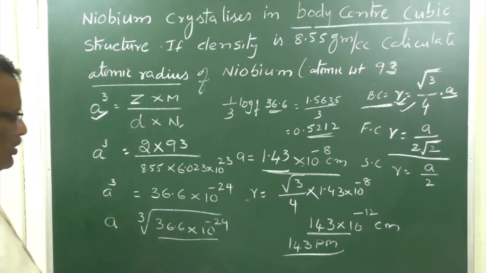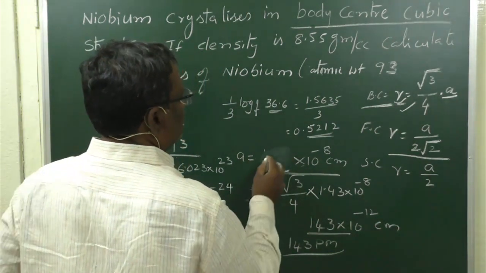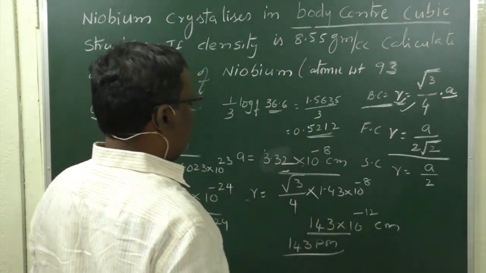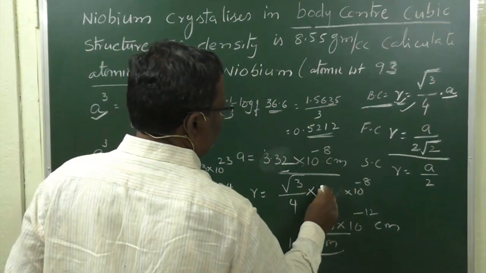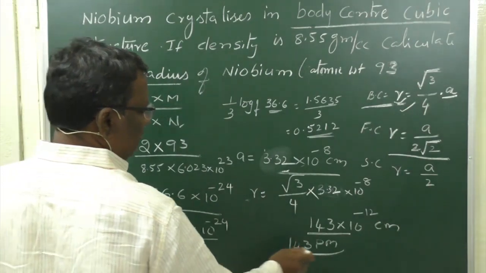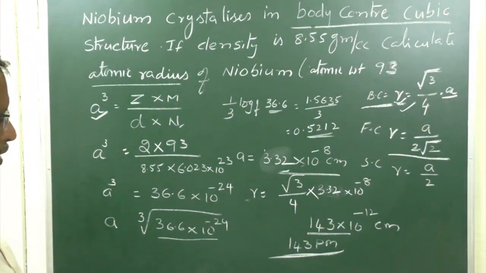Sorry, A is equal to 3.32 into 10 to the power minus 8. So, here 3.32. On simplification you will get this value, 143 picometers.